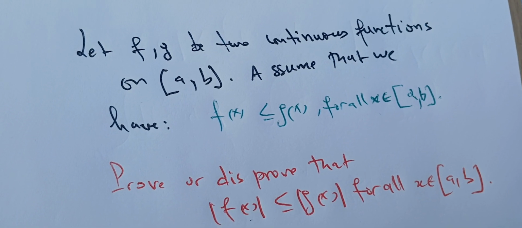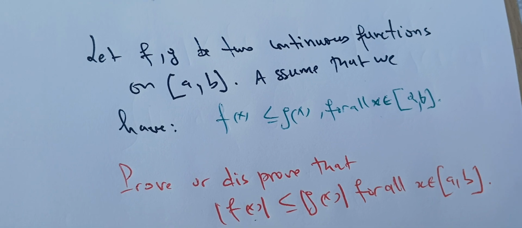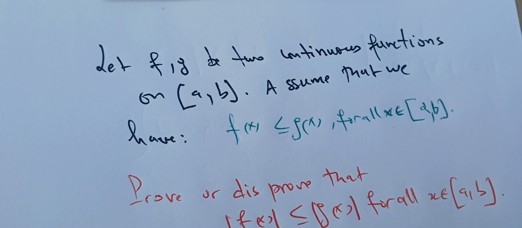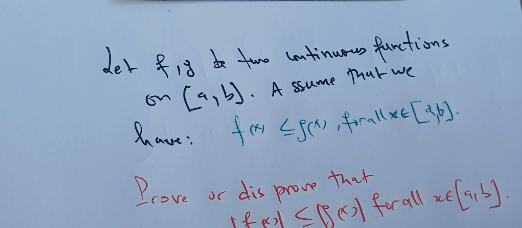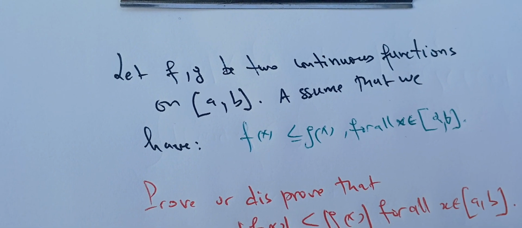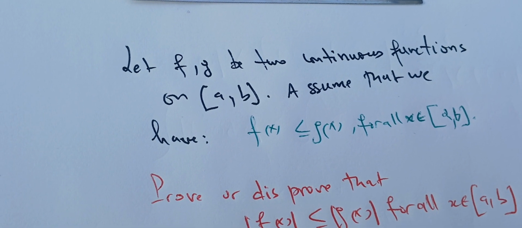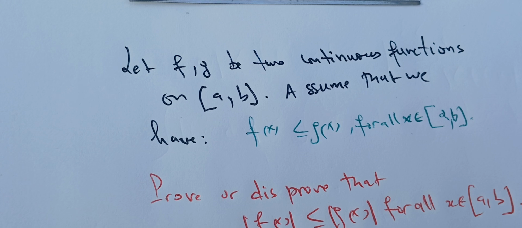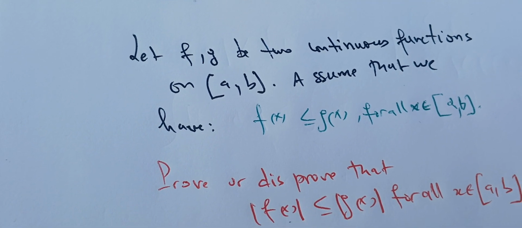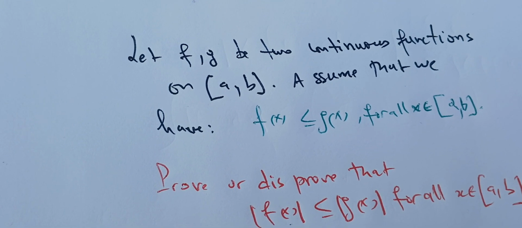In this video, we're going to try to prove or disprove the following. But before that, let f and g be two continuous functions on [a, b]. Assume that we have f of x is less than or equal to g of x for all x's in [a, b]. We want to prove or disprove that the absolute value of f of x is less than or equal to the absolute value of g of x for all the x's in [a, b].